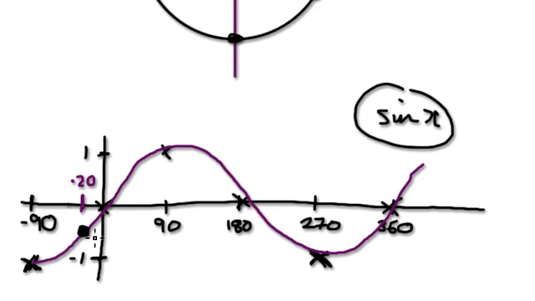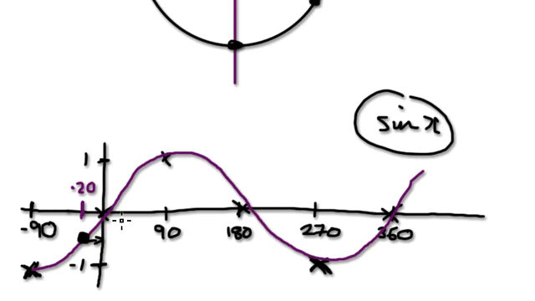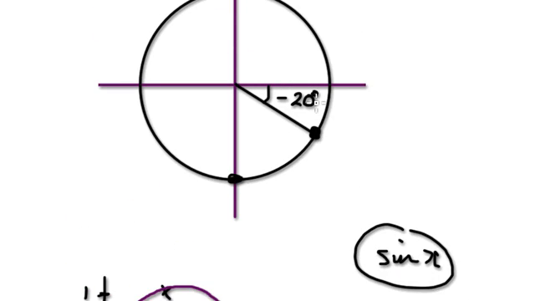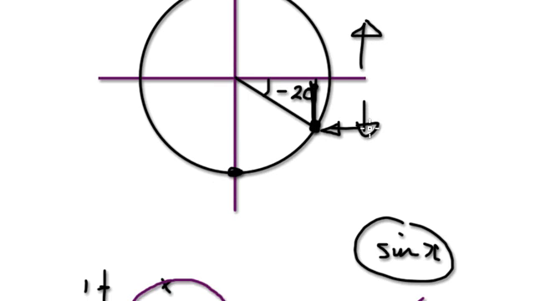That means sine of x would be on the negative side. If you look at sine, remember sine represents the height here. You can see it's negative. It's on the negative side. Up here is positive. Down here is negative.